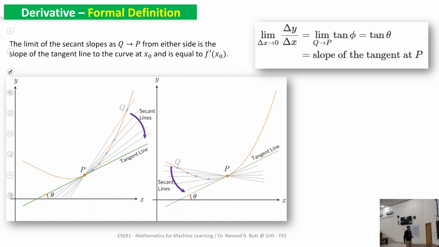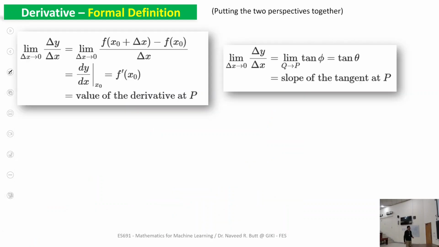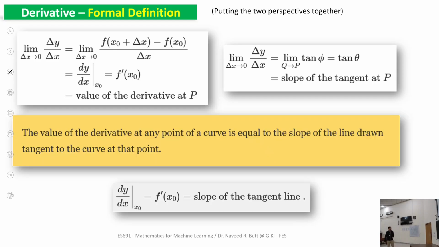This is an alternate way of looking at it, and if we see these two ways together, we come to the conclusion that the value of a derivative at any point of a curve is equal to the slope of the line drawn tangent to the curve at that point, right.